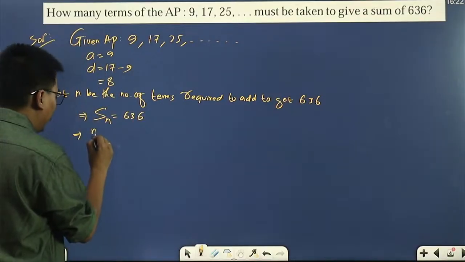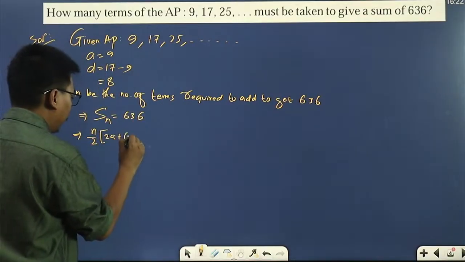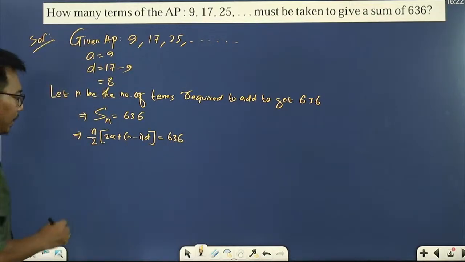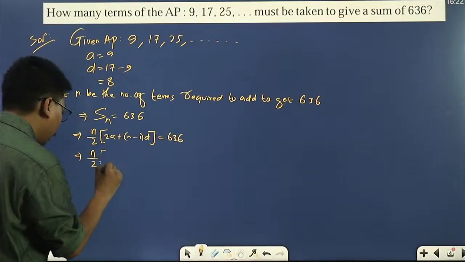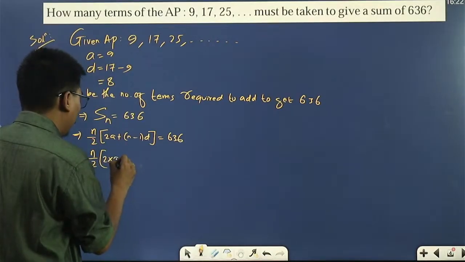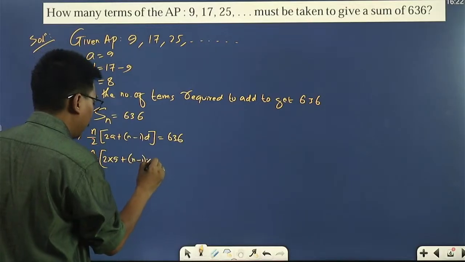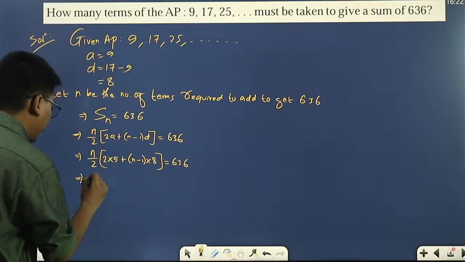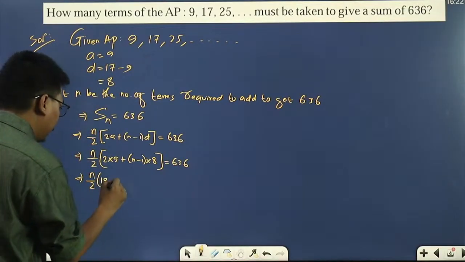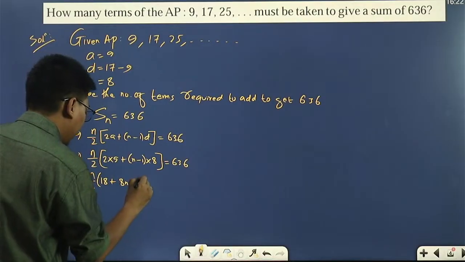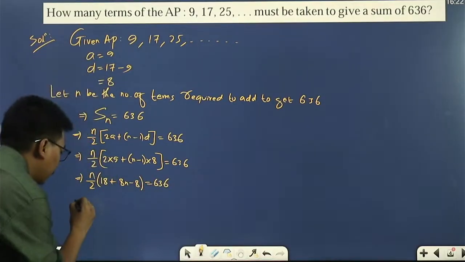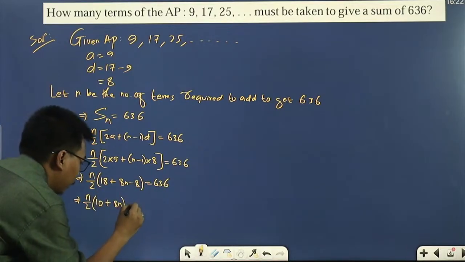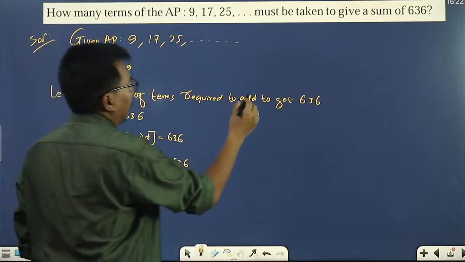So let's break this formula. Let's write the formula first, then we'll put the value. n by 2 into (2a plus (n minus 1)d) equals 636. n by 2 into (2 into 9 plus (n minus 1) into d), d is 8, equal to 636. Then n by 2 into (18 plus 8n minus 8) equal to 636. So n by 2 into (18 minus 8 will be 10, plus 8n) equal to 636.